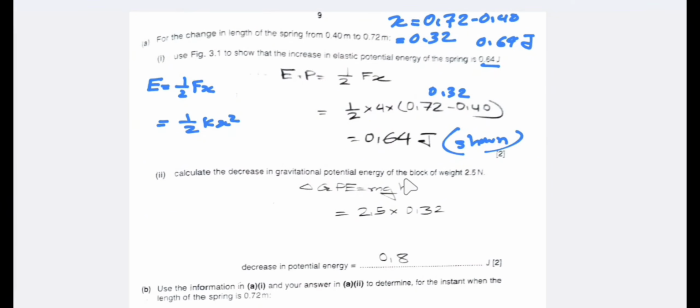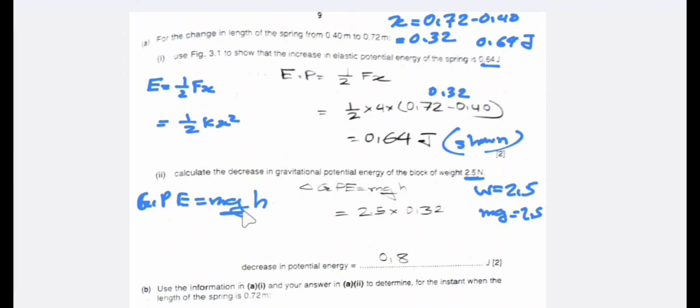Calculate the decrease in gravitational potential energy of the block of weight 2.5 Newton. So now we can consider the weight or the force as 2.5 Newton. The gravitational potential energy, that is GPE, is equal to mass into gravitational field strength into height. We are given the value of weight, 2.5 Newton, and we know that weight is equal to mass into gravitational field strength. So mass into gravitational field strength is equal to 2.5 Newton. And what is the height, or the change in height?